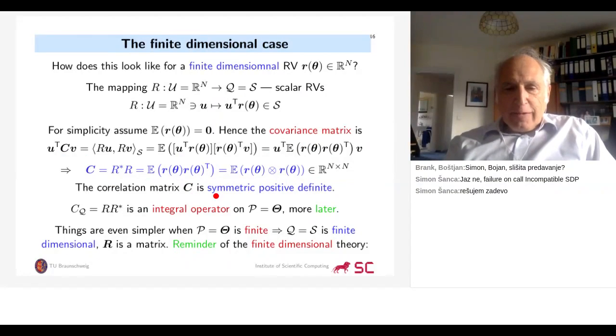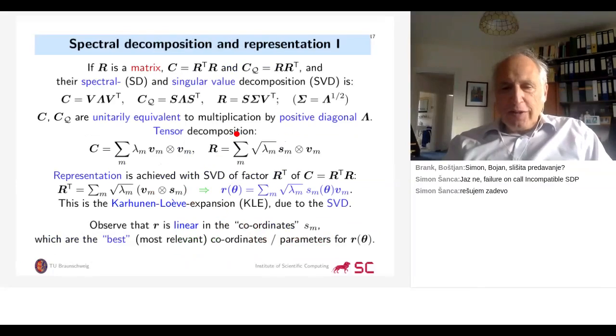Whereas if we were looking at R transpose, it turns out it would be an integral operator. We'll see this later. And the things are even simpler when this is finite, because then this mapping R is actually a matrix. This is the example I showed at the beginning. So let's assume that this is a matrix, and this looks like this, R transpose times R. And the C_Q would look like this now, the other one, R R transpose.